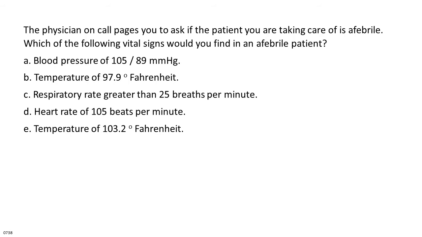The physician on call pages you to ask if the patient you are taking care of is febrile. Which of the following vital signs would you find in a febrile patient? A. Blood pressure of 105/89 millimeters of mercury. B. Temperature of 97.9 degrees Fahrenheit. C. Respiratory rate greater than 25 breaths per minute. D. Heart rate of 105 beats per minute. E. Temperature of 103.2 degrees Fahrenheit.